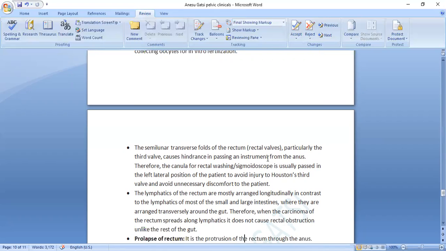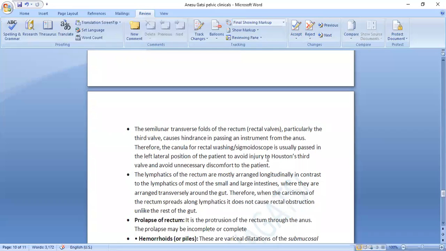So you'd find that when you want to pass a cannula, either for rectal washing or you want to do a sigmoidoscopy, of course you need to pass through the rectum. You usually pass it with the patient in the left lateral position to avoid this Houston's third valve. Then the lymphatics of the rectum are different from those of the rest of the GIT in such a way that they are arranged longitudinally. If you have a carcinoma of the rectum, it spreads along these lymphatics, but it won't cause rectal obstruction because they are arranged longitudinally as opposed to the transverse lymphatic channels that are within the rest of the gut.